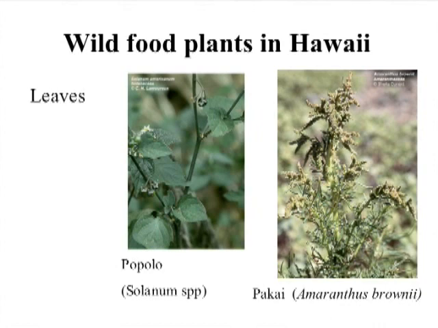Hawaiians didn't only make use of wild fruits, but other parts of plants as well, and these include leaves. So some examples are popolo, or solanum species, or pakai, or amaranth species. And this is actually interesting because solanum species and amaranth species, wild species of these two genera, are used as wild food plants in many different countries across the world.